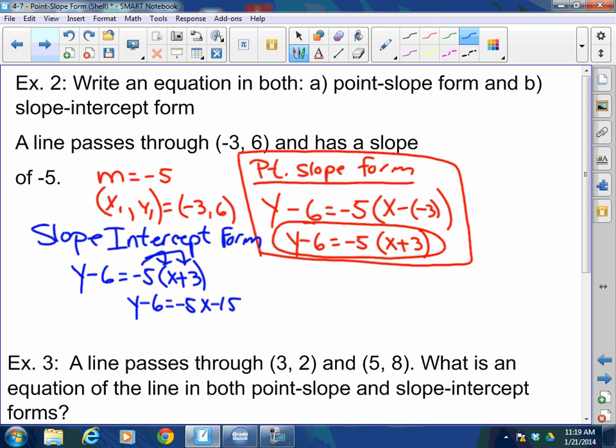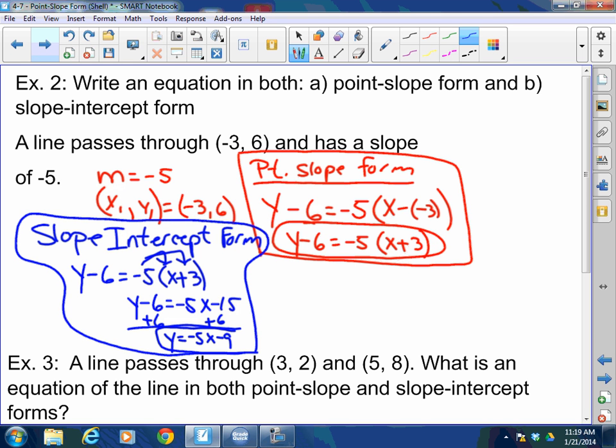You don't switch anything over. I want to solve for y. I don't subtract 6. I add 6 to both sides, so I get rid of addition with subtraction, subtraction with addition. So y equals -5x minus 9. That is my slope-intercept form.